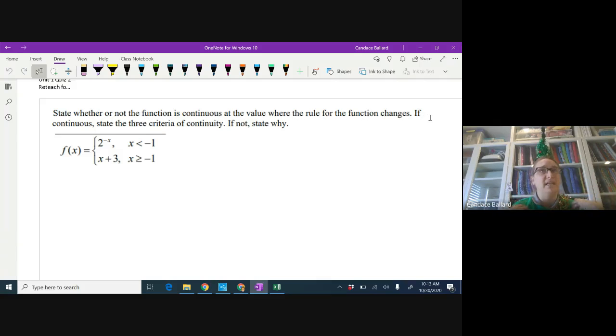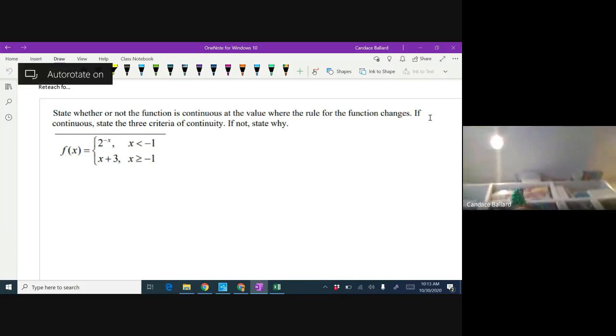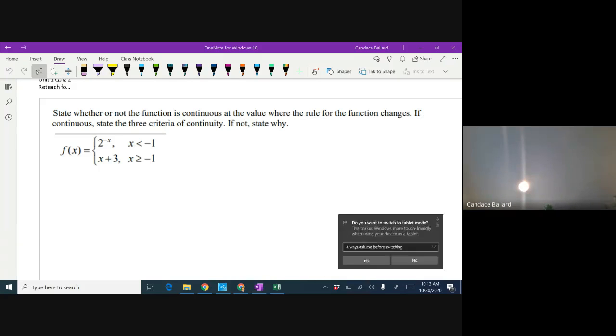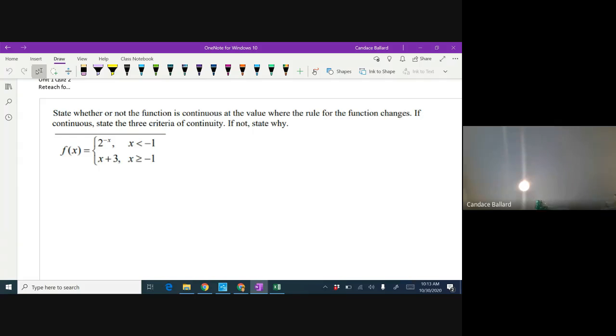It is my intent on this problem for it to be continuous. So know that going into the test. If it doesn't come out continuous and you've double and triple checked to make sure you wrote it down right, then you need to message me in the chat on GoGuardian and tell me, hey, Mrs. Ballard, I think you messed up, and I will double check.